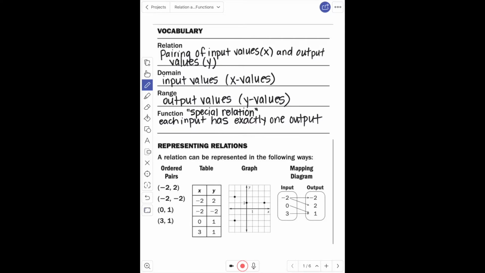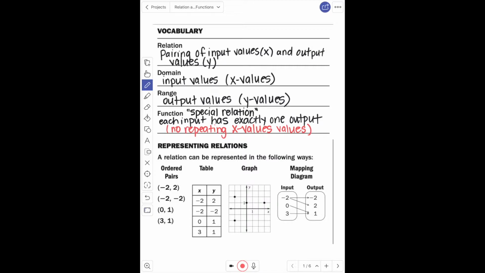Now, I'm going to shorten this down for you and make it super simple. When I think about function, a function has no repeating x values. Because if I have repeating x values, then it no longer has exactly one output for each input. And we're going to look at that several times today.